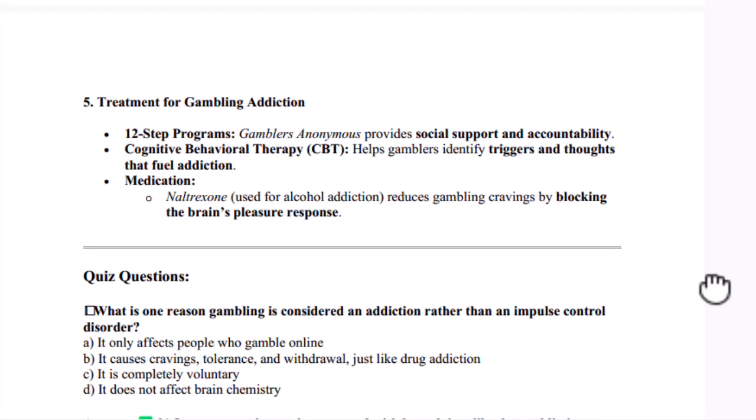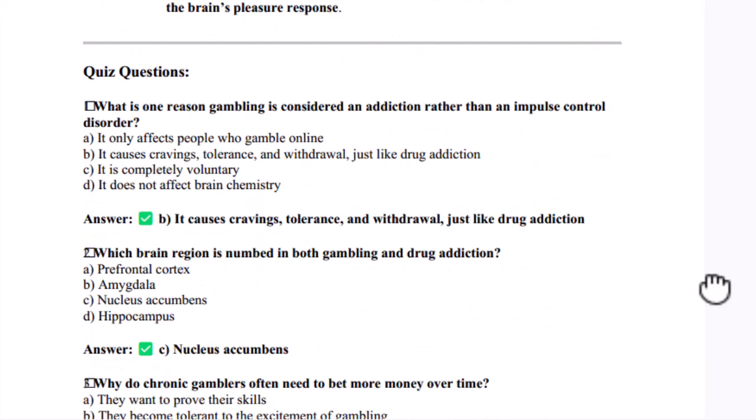12 Steps Program. Gamblers Anonymous provides social support and accountability. Cognitive behavioral therapy helps gamblers identify triggers and thoughts that fuel addiction. Medication: naltrexone, used for alcohol addiction, reduces gambling cravings by blocking the brain's pleasure response.